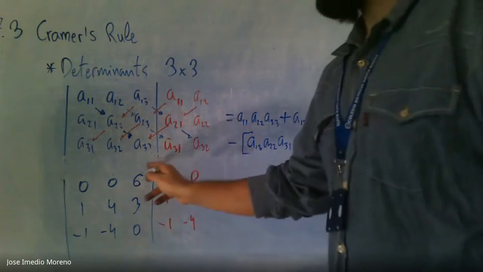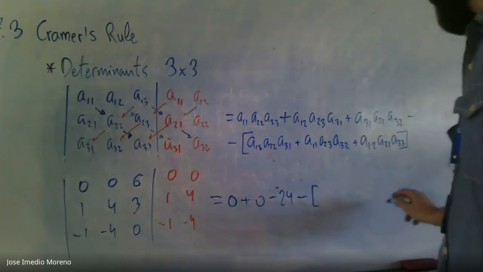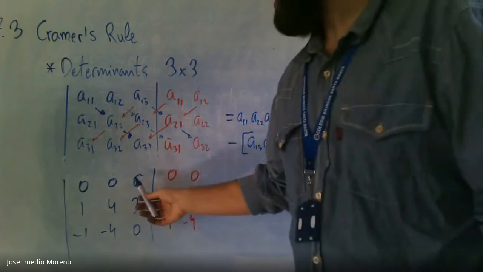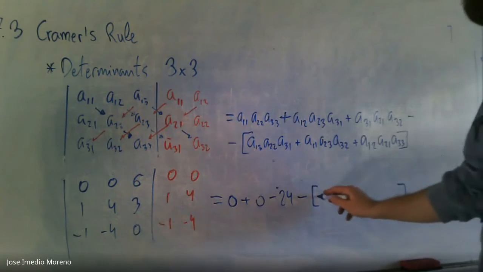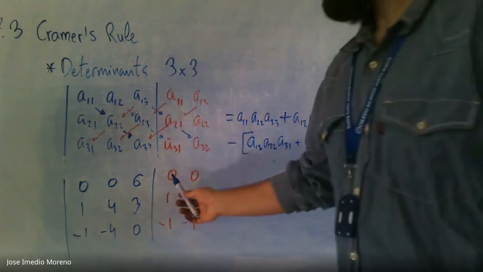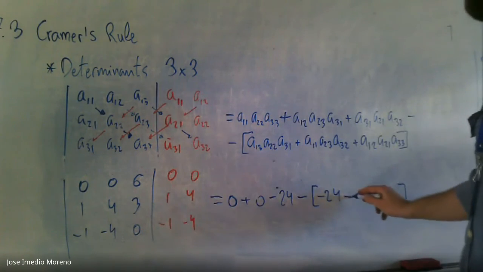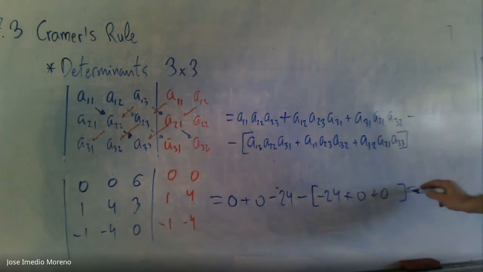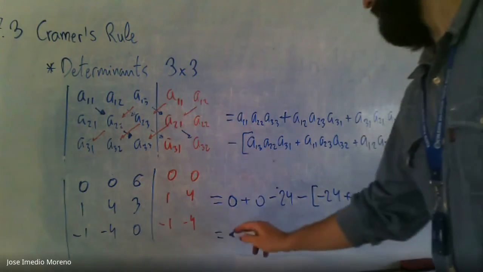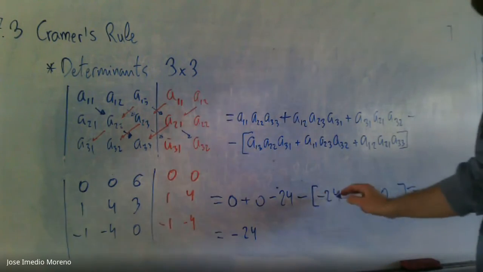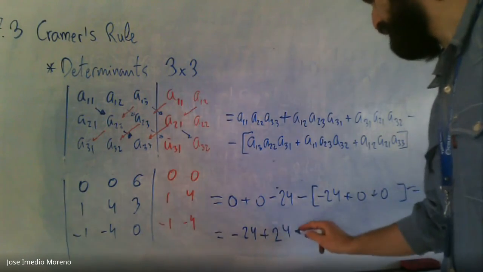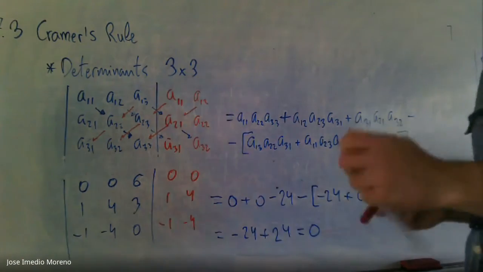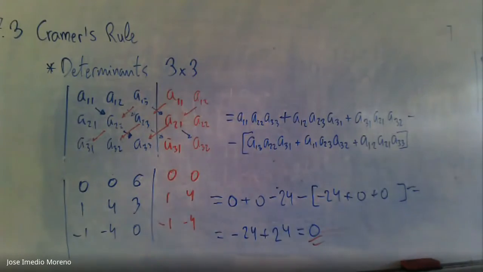And then the secondary diagonals, which I'm going to subtract. 6 times 4 times minus 1 is minus 24. 0 times 3 times minus 4 is 0. 0 times 1 times 0 is 0. So this gives me minus 24 minus minus 24, which is plus 24 minus 24. So this determinant gives me 0. The result for that 3 by 3 determinant is 0. I'm going to stop recording here.